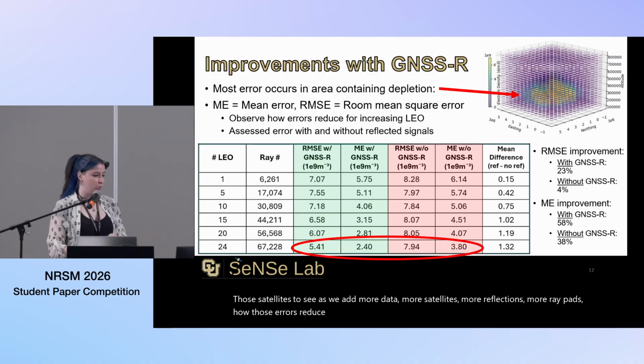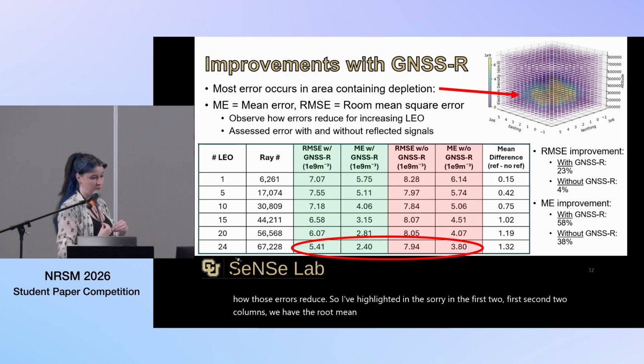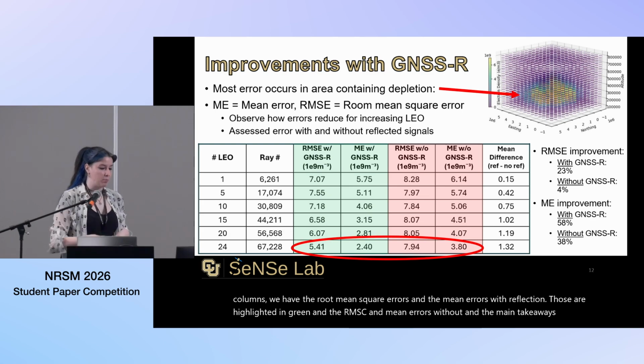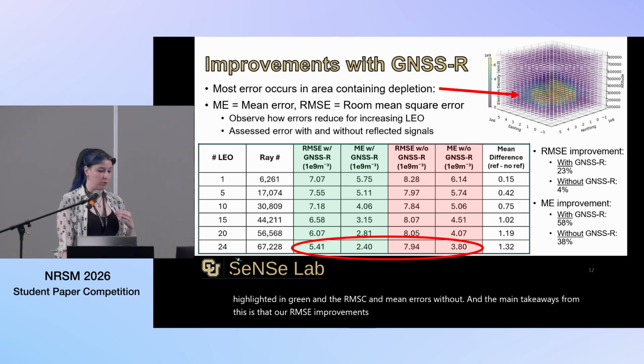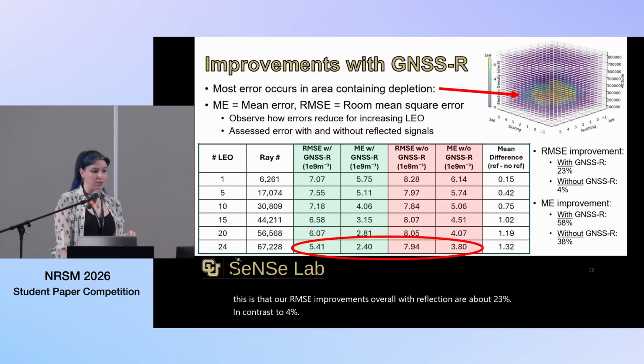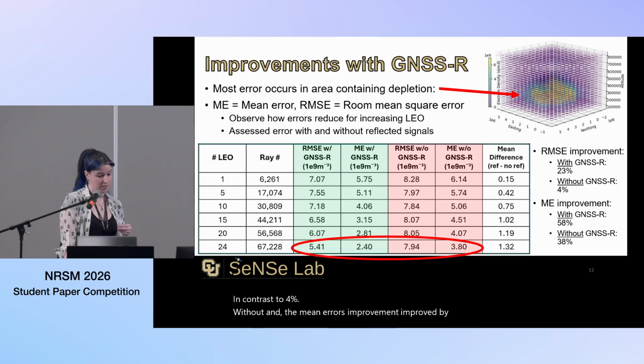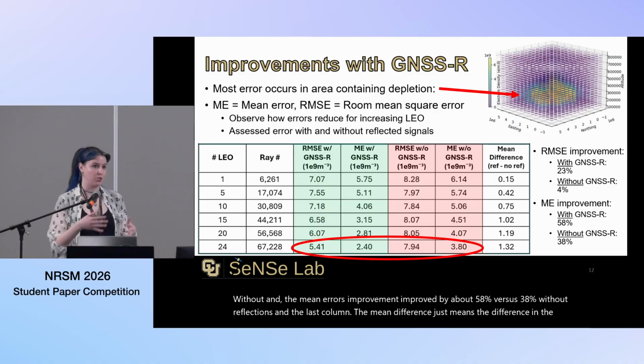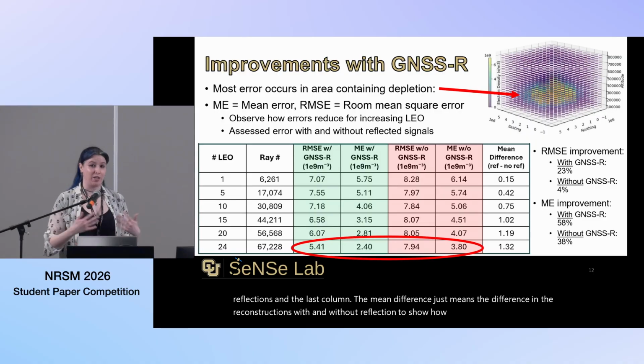I've highlighted in the second two columns the root mean square errors and the mean errors with reflection. Those are highlighted in green, and the RMSE and mean errors without. The main takeaways from this are that our RMSE improvements overall with reflection are about 23% in contrast to 4% without, and mean errors improve by about 58% versus 38% without reflections. And the last column, the mean difference, just means the difference in the reconstructions with and without reflection, to show how different those results really are.